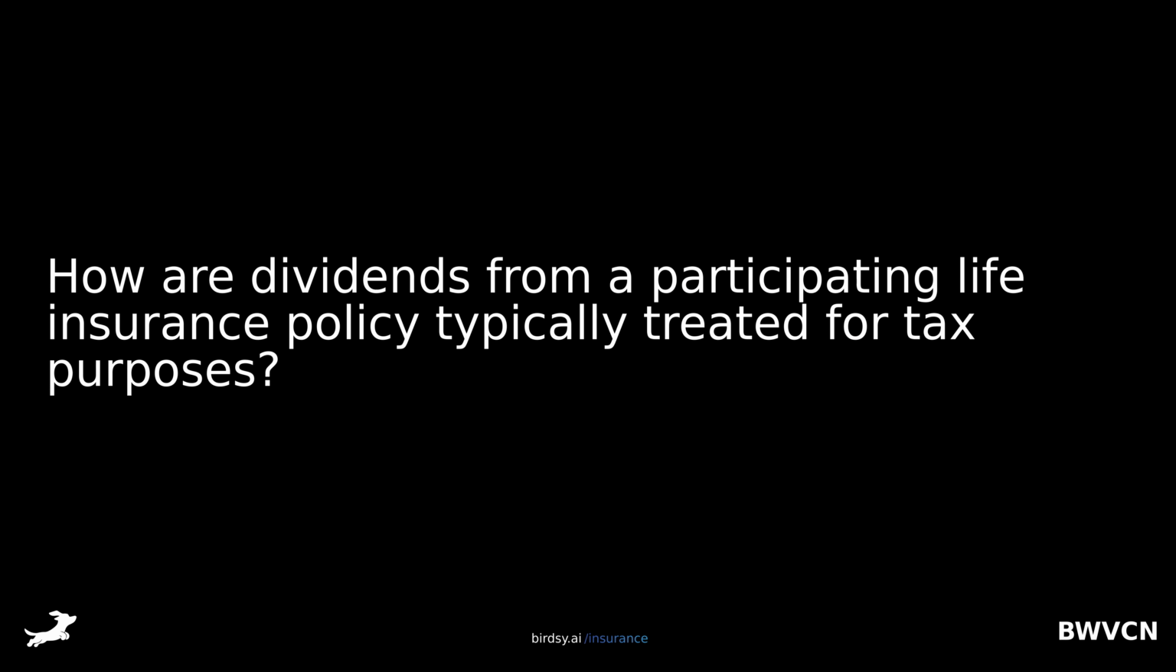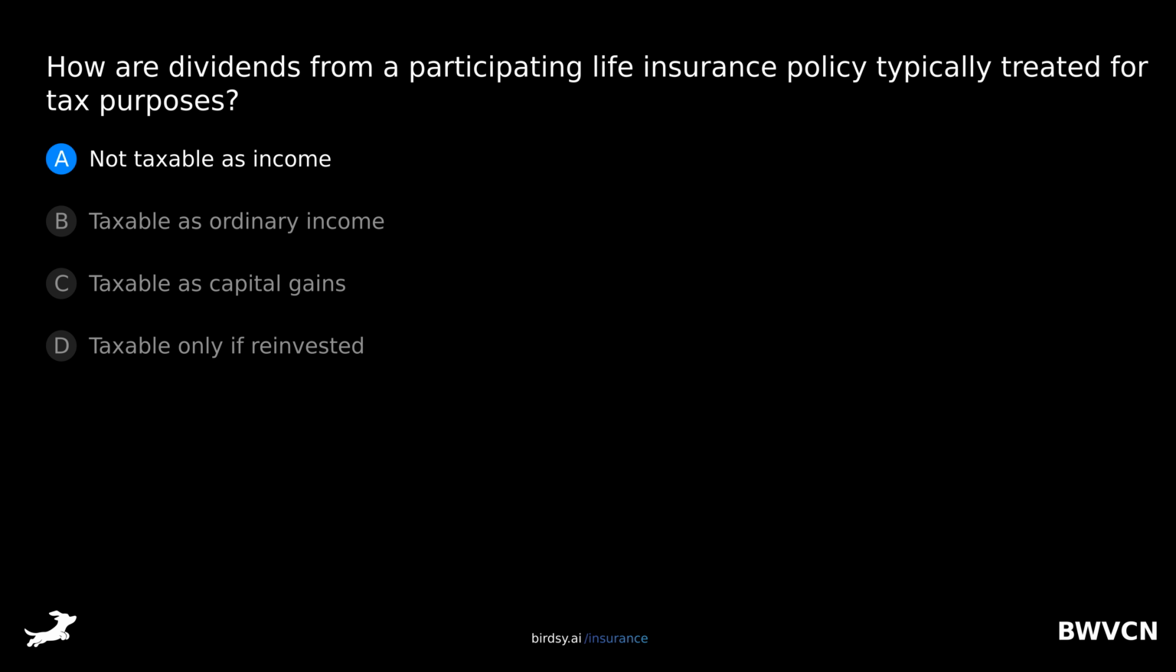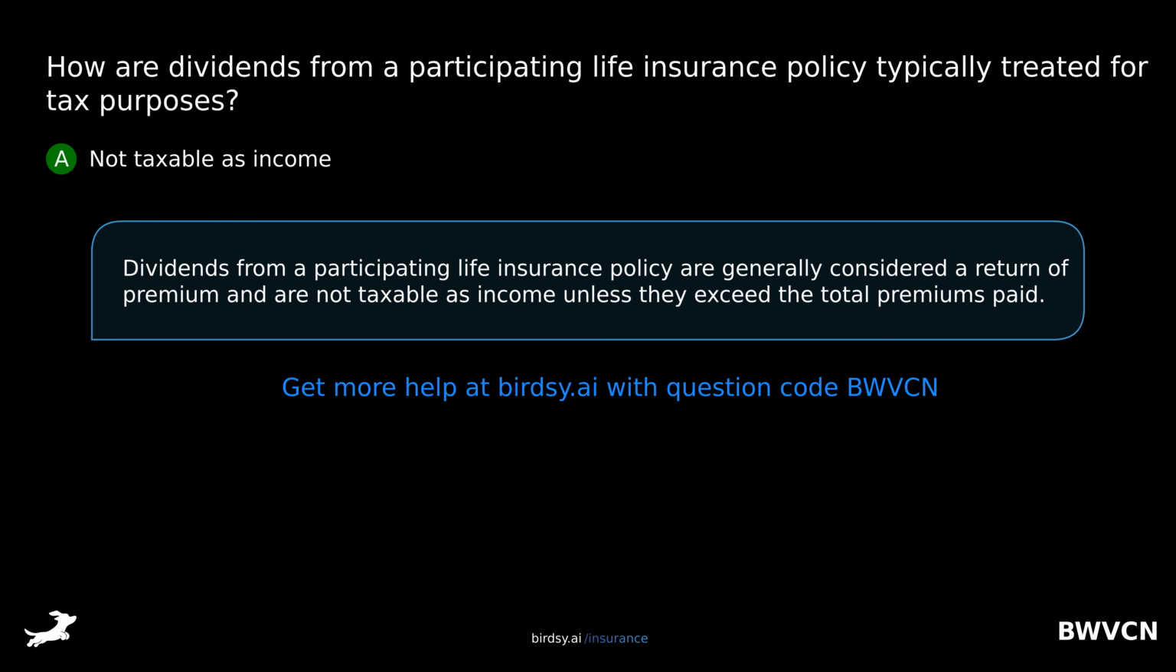How are dividends from a participating life insurance policy typically treated for tax purposes? Is it A. not taxable as income, B. taxable as ordinary income, C. taxable as capital gains, or D. taxable only if reinvested? The answer is A. Not taxable as income. Dividends from a participating life insurance policy are generally considered a return of premium and are not taxable as income unless they exceed the total premiums paid.